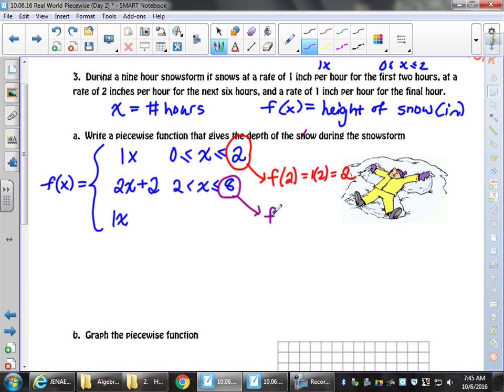We're going to say f of 8 equals what? 2 times 8 plus 2. We are now substituting 8 into this piece. So we get 2 times 8 is 16 plus 2, 18. And this will be between hour what and hour what? 8 and 9.